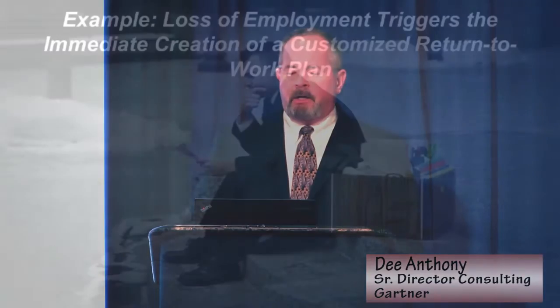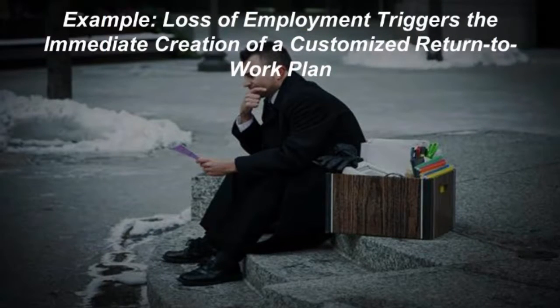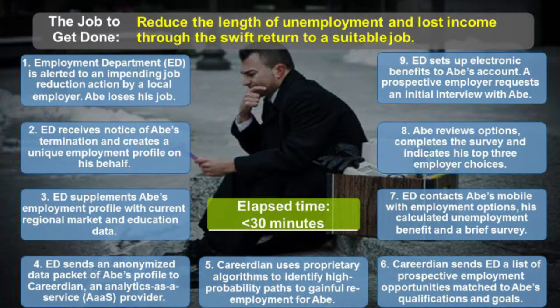So let's review an example, right? And I'm sure this example never happens in today's environment, and I'll just go ahead and start it. So here's Abe. Abe's having a bad day. He just got notice of the loss of his job, right? What we want to do is create a customized work plan to reduce the overall time of unemployment and lost income, so we can have Abe back to work quickly. You're going to replace Abe with whoever you want.